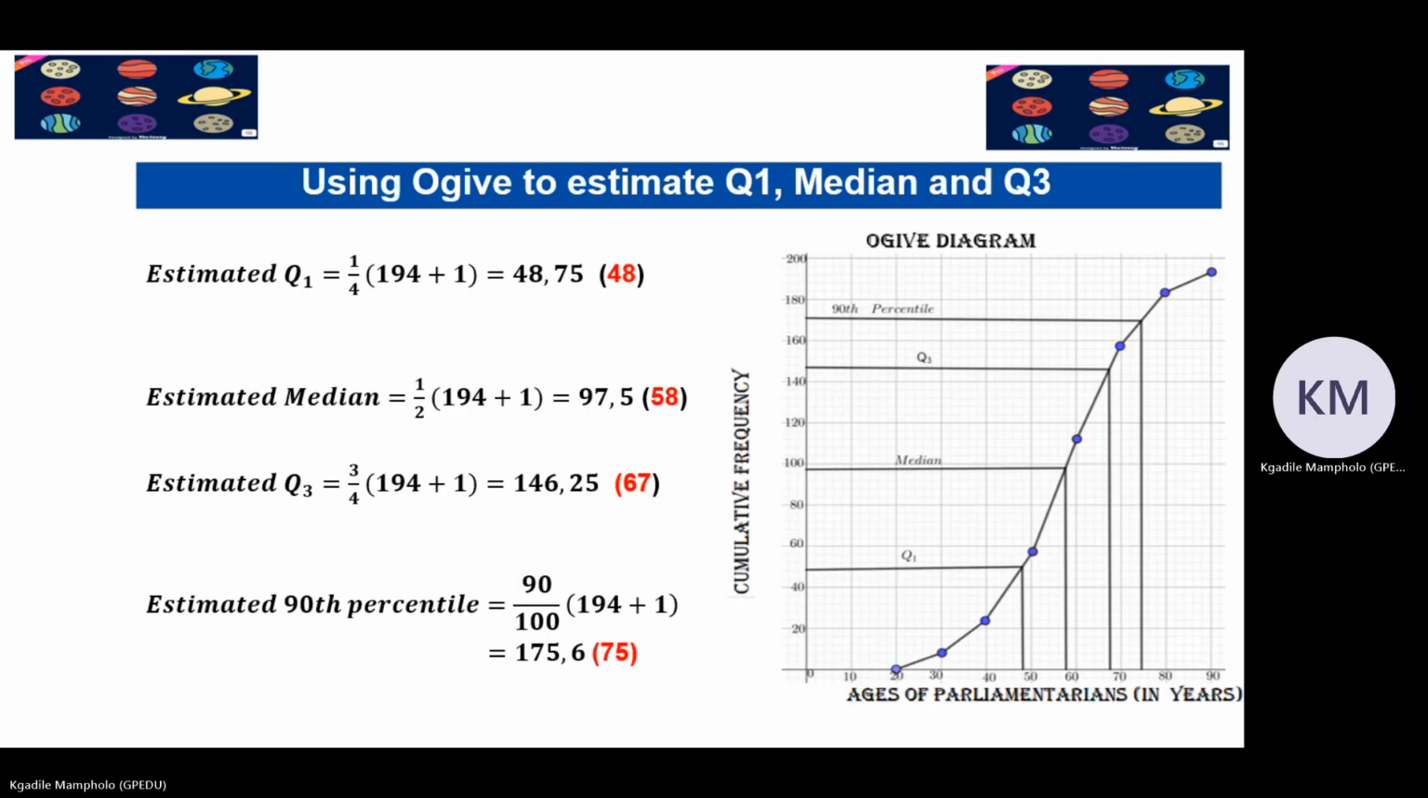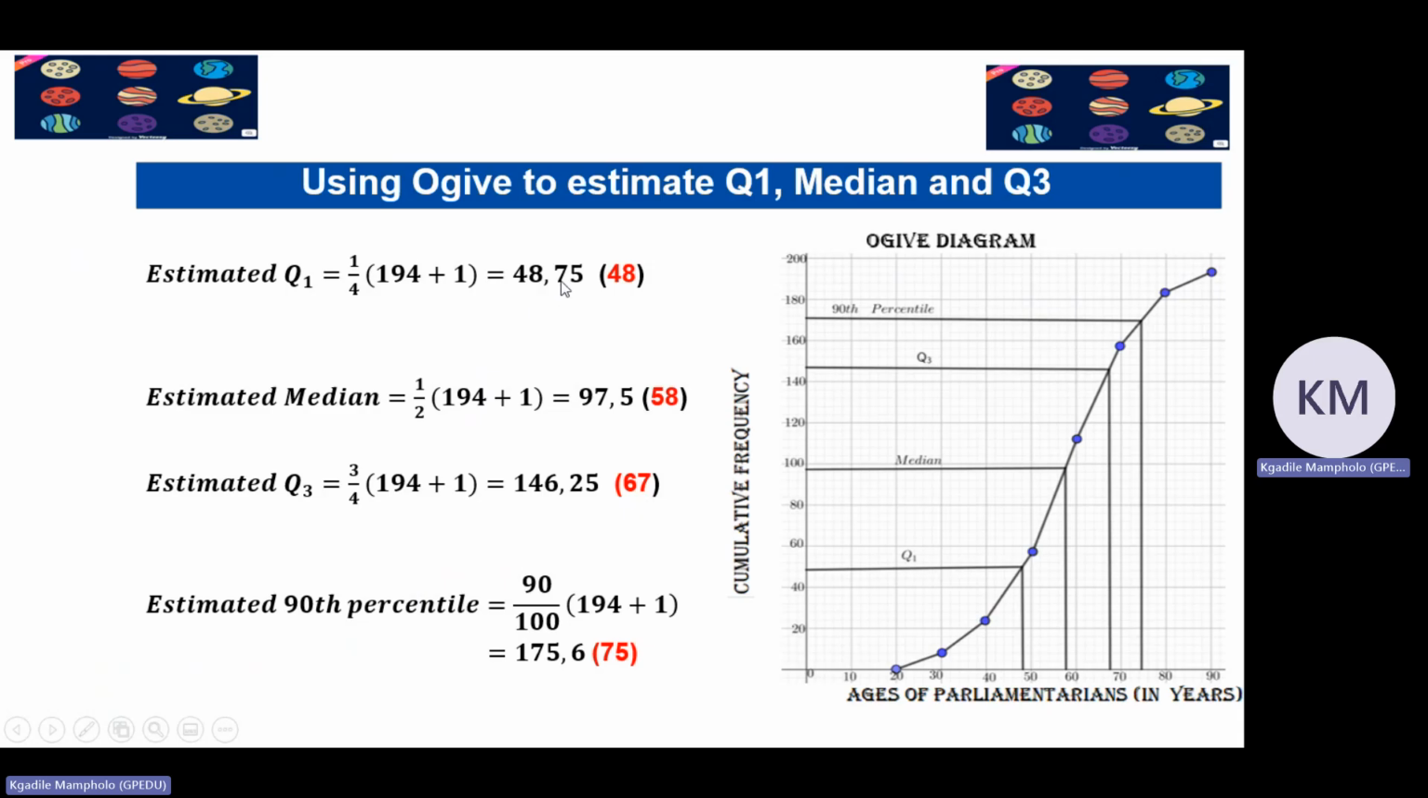Now, you can also be required to use an ogive to estimate Q1, median, and Q3. Q1 is 1 over 4 times (194 plus 1). Remember, we want the position here. We'll say Q1, 1 over 4, as we did with the previous one. Then N is 194. N will always be the total. Remember, the last number there was 194 plus 1.